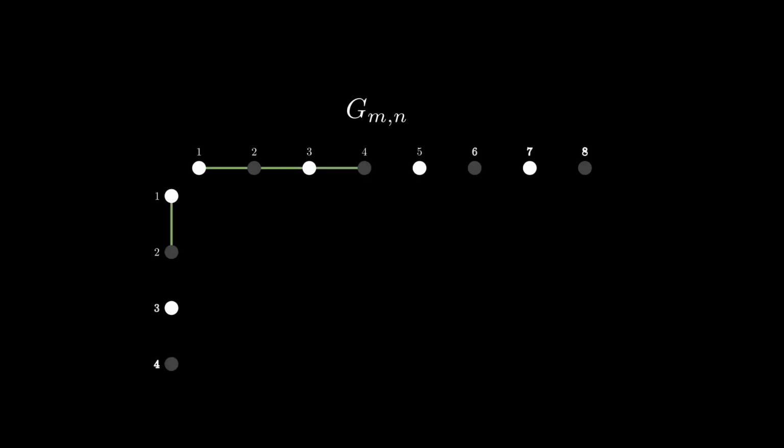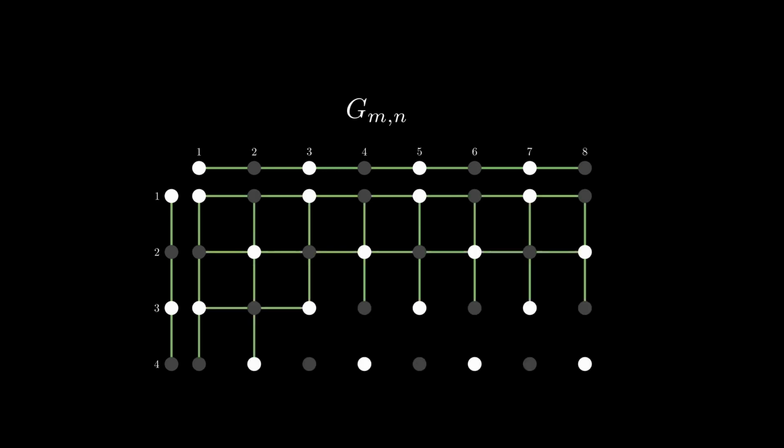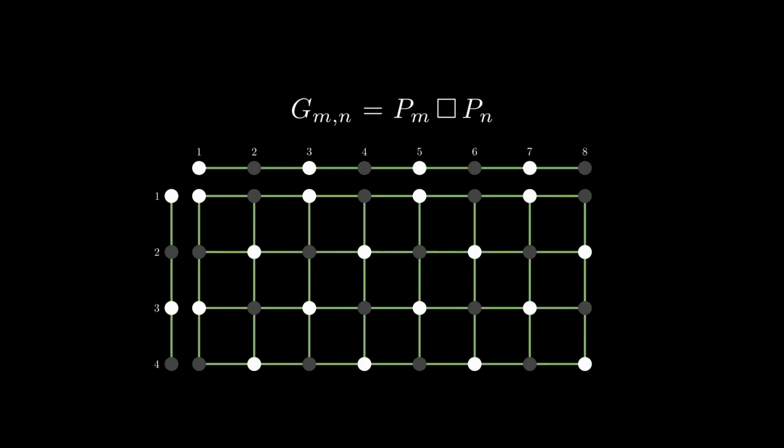Before we dive into the determinant problem, let's think about the structure of G_MN. Similar to how we can think of a plane being the product of the x and y axis, we can think of the grid graph as the product of two paths. Concretely, G_MN is the so-called Cartesian product of the paths of length m and n.